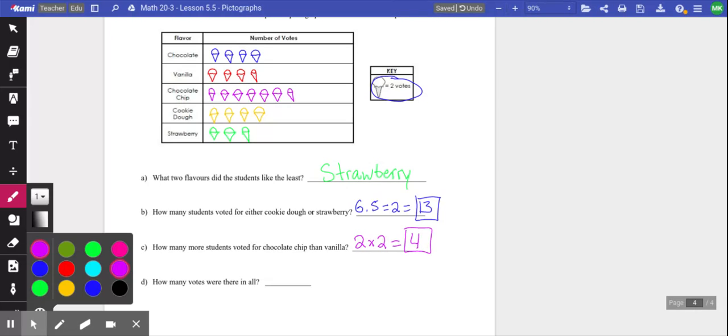And my last one, how many votes in total are there? So if I look at my pictures, there's 1, 2, 3, 4, 5, 6, 7, 8, 9, 10, 11, 12, 13, 14, 15, 16, 17, 18, 19, 20. There's 20.5 pictures total. You times that by 2, and you get 41 votes. There's 41 students in there.